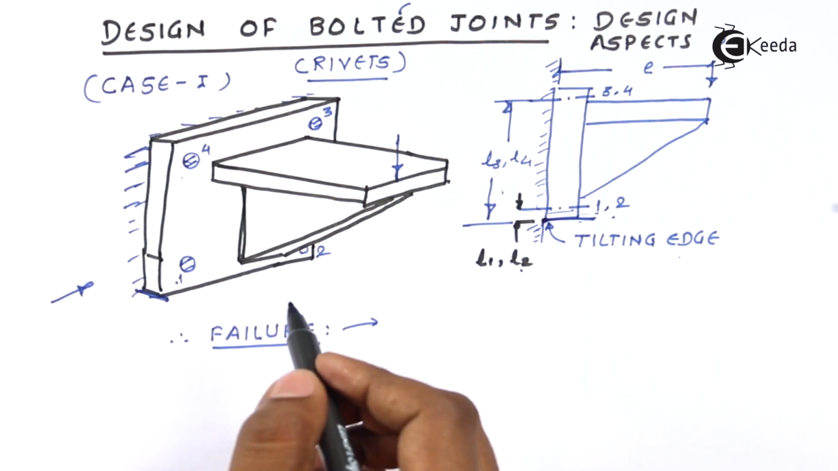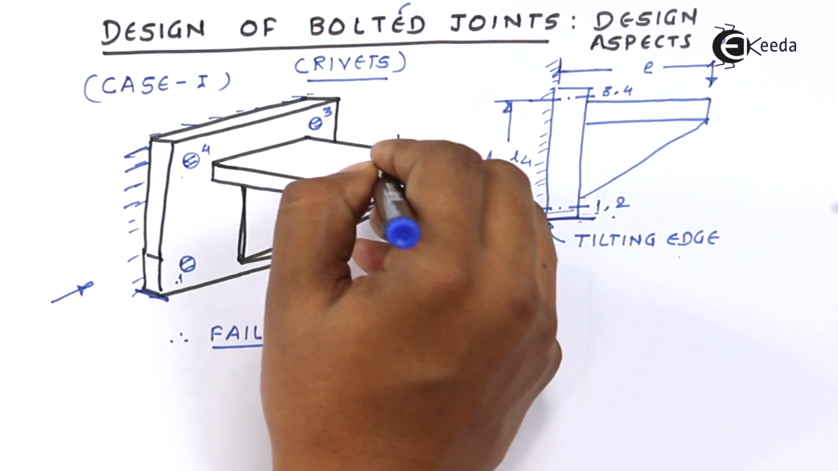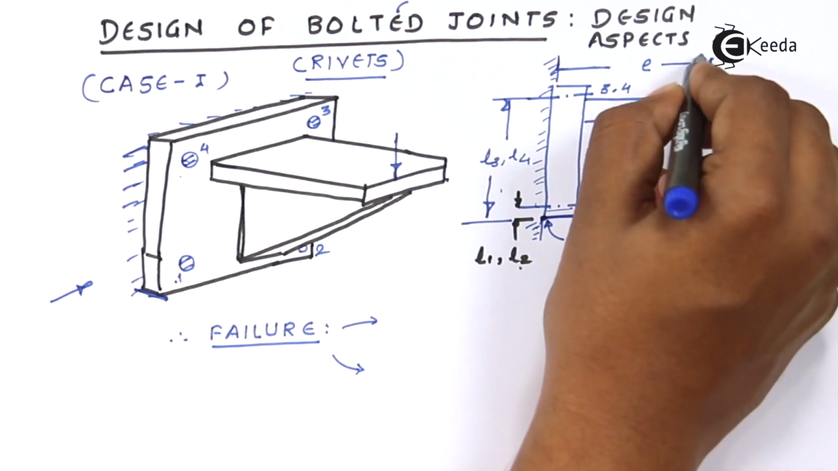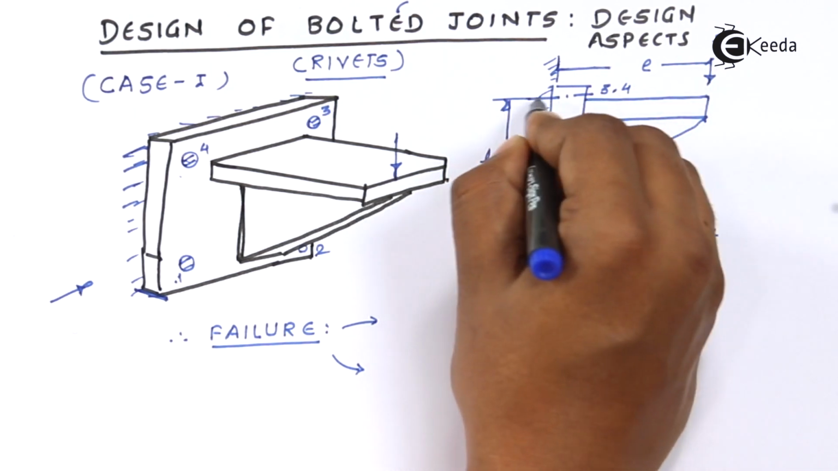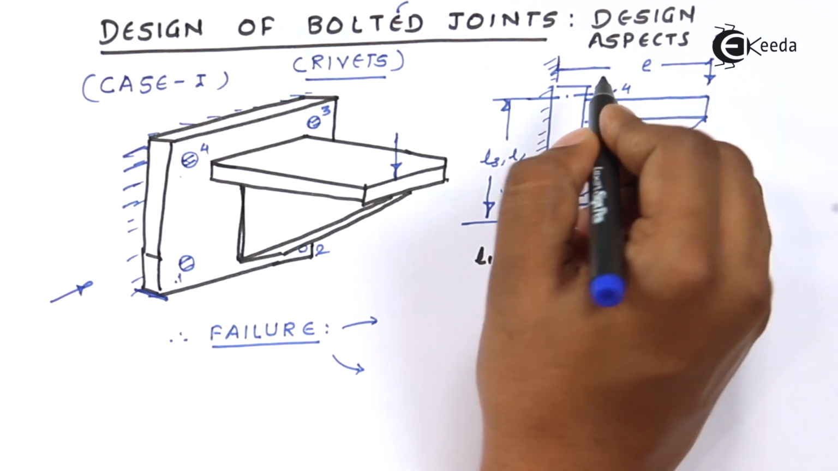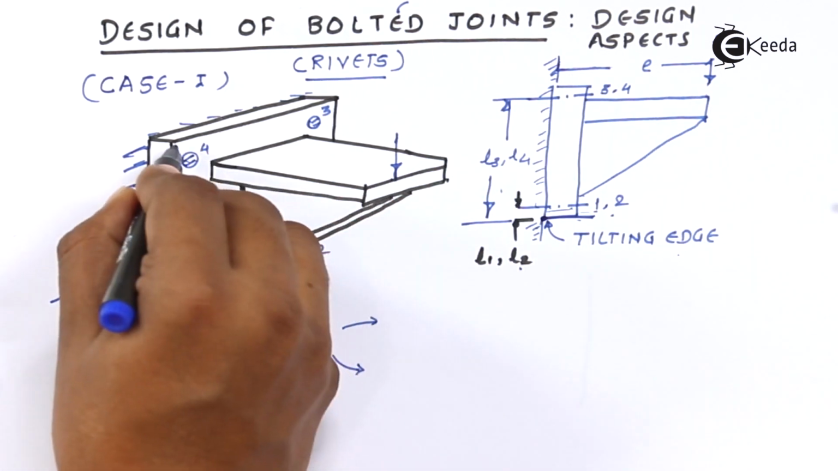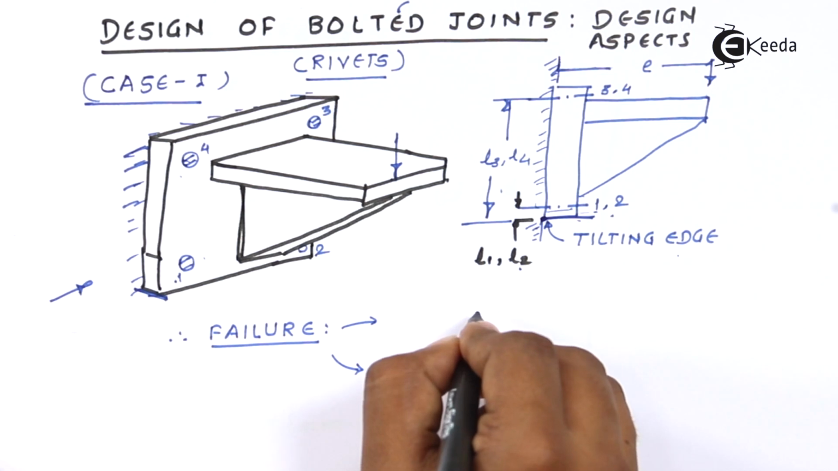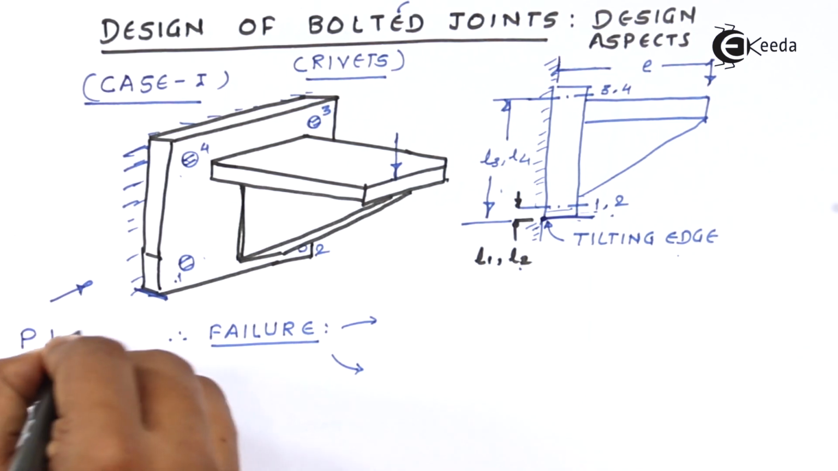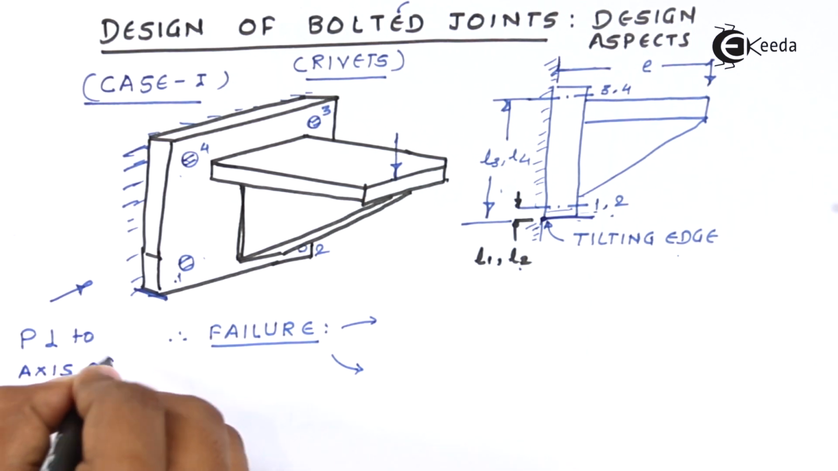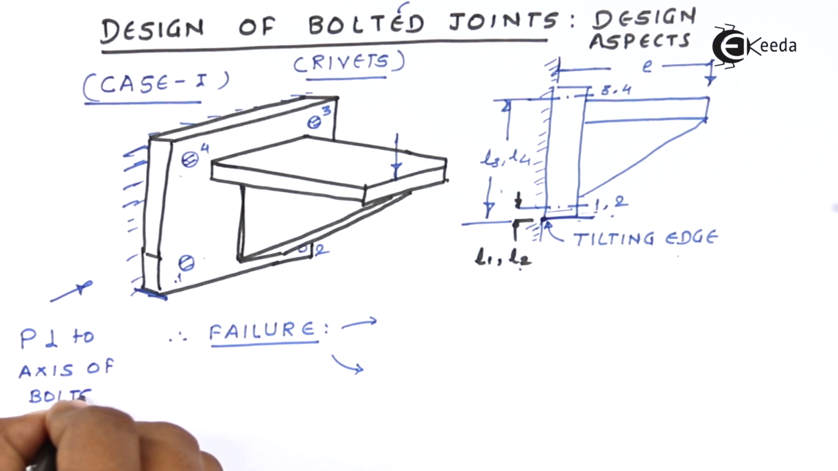This is the case where the load is acting perpendicular to the axis of the bolts, but in a different plane than that of the bolts. If you can see, the load is acting in this plane, but the bolts are in different planes, right? So that is case 1: load perpendicular to the axis of bolts in different planes.